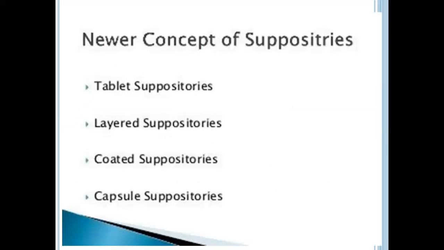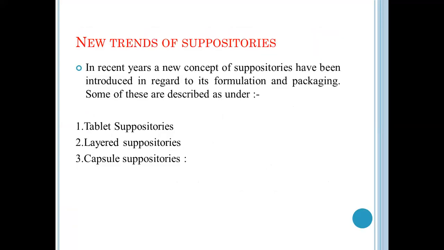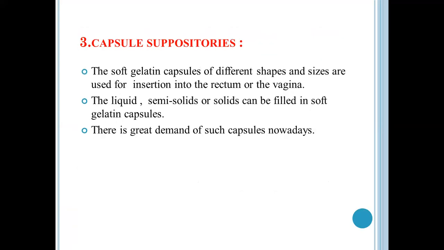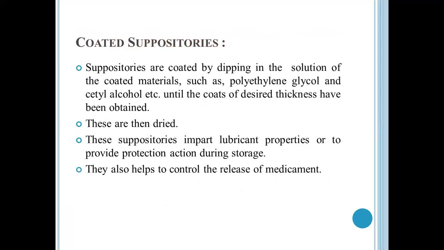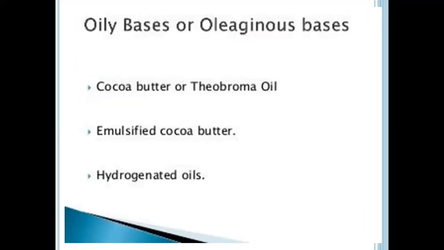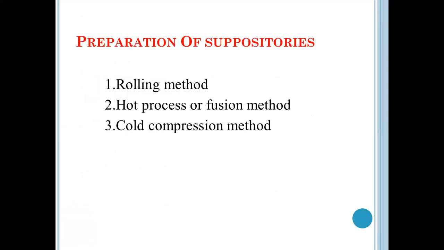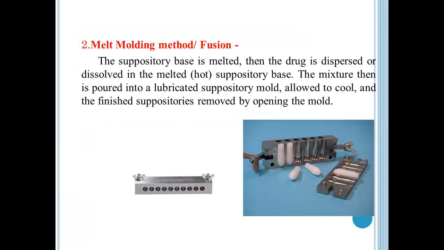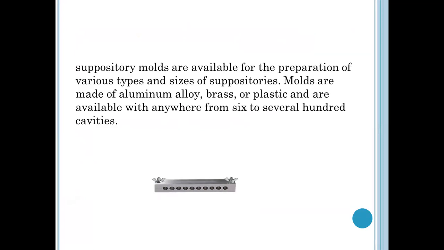After that, in suppositories, we discussed the newer concept or new trend suppositories, in which there are tablet, capsule, layered, and coated types. After that, we discussed suppository bases: emulsified base, cocoa butter, theobroma oil, and different types of oleaginous or oily bases used for the preparation of suppositories. Then we discussed preparation of suppositories, with different methods: rolling method, cold compression method, and in detail the hot process or fusion method, that is the melt molding method.